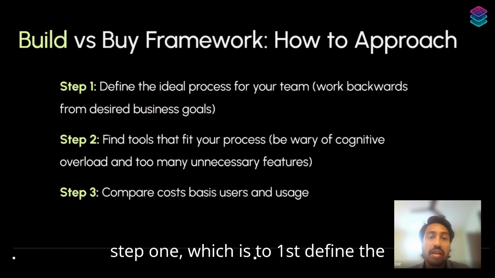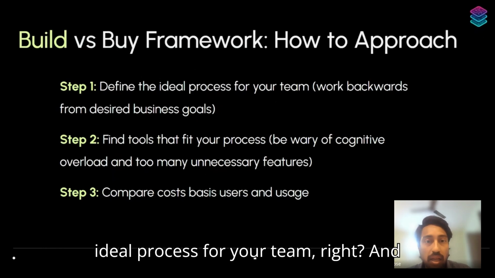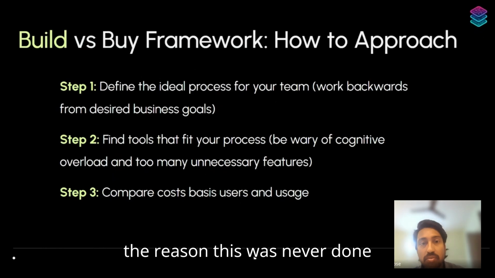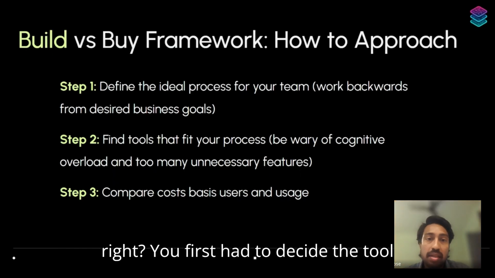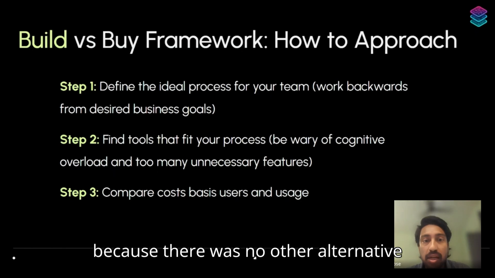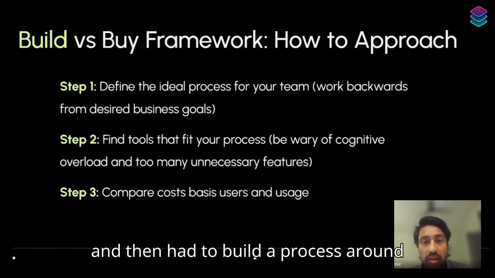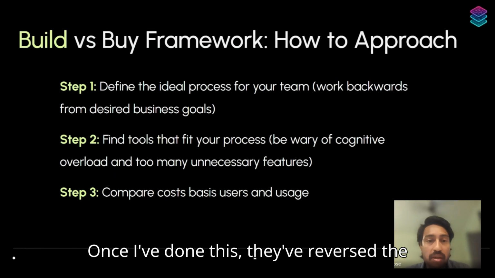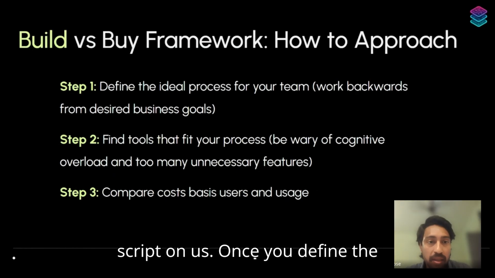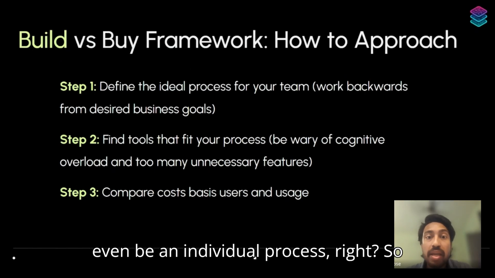And so the ideal way to start a build versus buy framework is with step one, which is to first define the ideal process for your team. The reason this was never done traditionally is because the option to build tools wasn't that straightforward. You first had to decide the tool because there was no other alternative, and then build a process around it. But now what AI or these vibe coding tools have done is they've reversed the script on us.